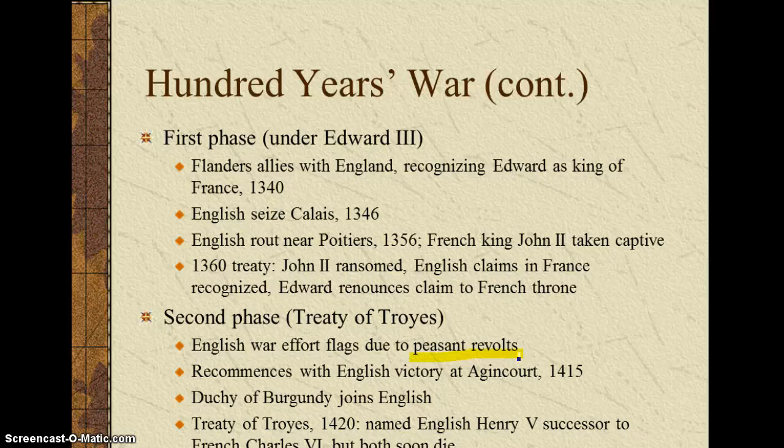The war recommences with English victory at Agincourt in 1415. The Duchy of Burgundy joins the English, and in the end, in 1420, English Henry V is named successor to French Charles VI, but both soon die. This creates another problem. When a king dies, they must have an heir. If they do not have an heir, people scramble to fight for position to become king and become in charge.